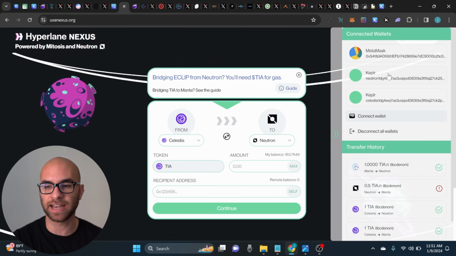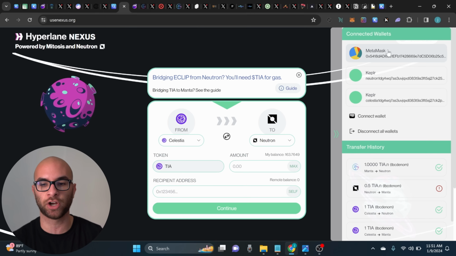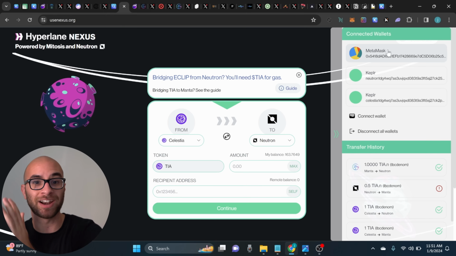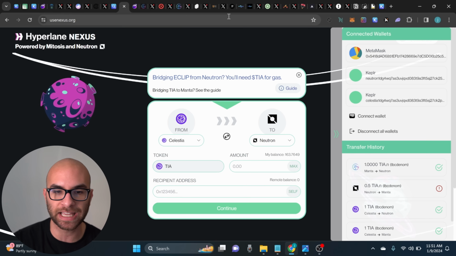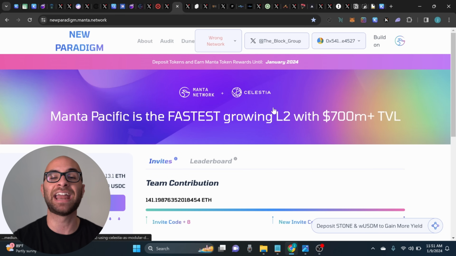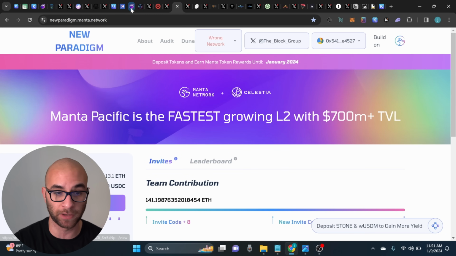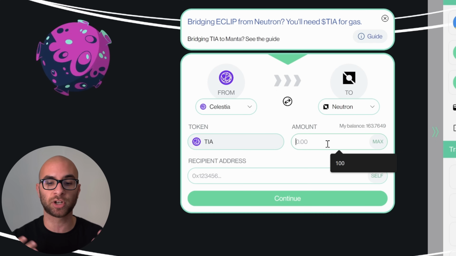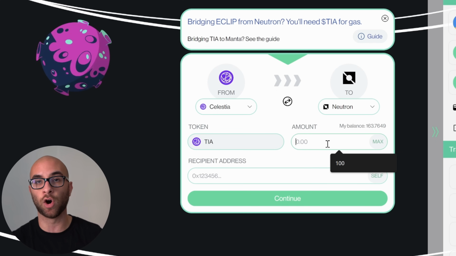So now that that's connected, I now have my MetaMask over here as well as my Keplr for the Neutron and Celestia. And if you didn't already have the Manta network, you can go to their main Manta network site and make sure that you added the Manta Pacific chain. Once I do that, guys, I'm now able to transfer some of my Celestia over to Neutron.